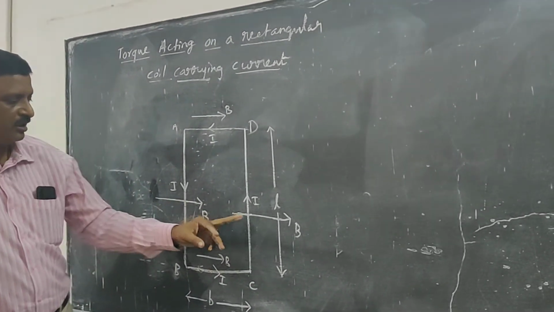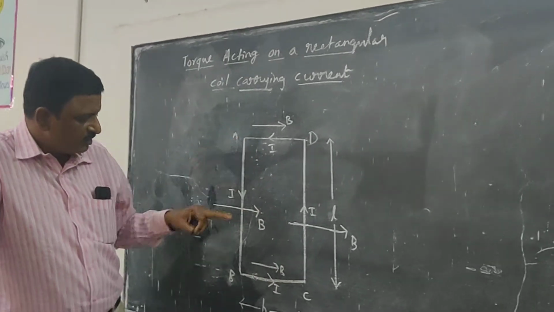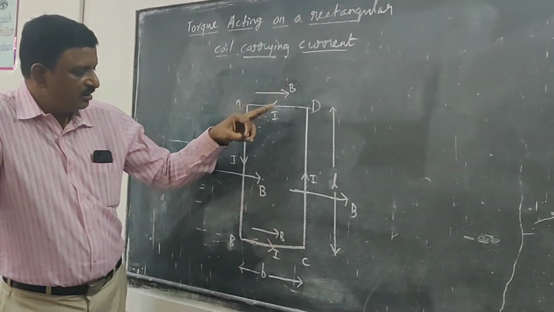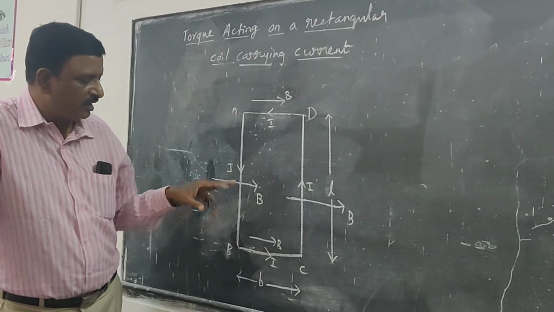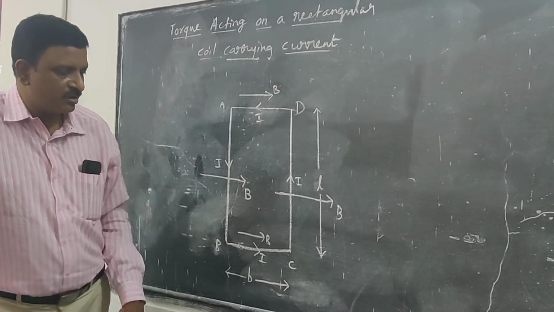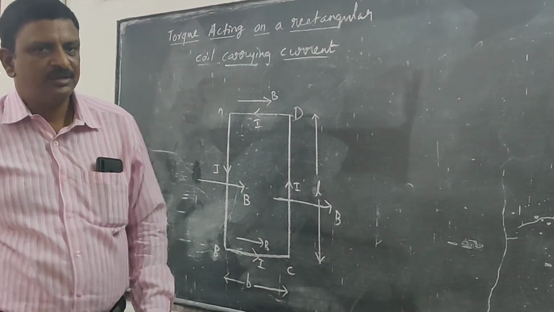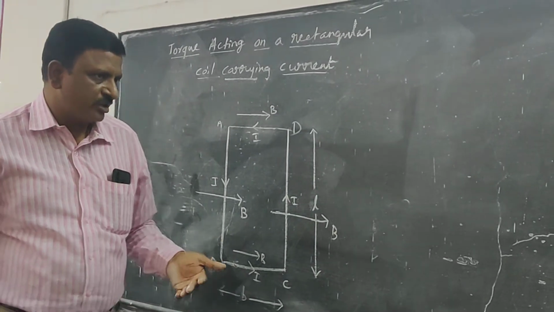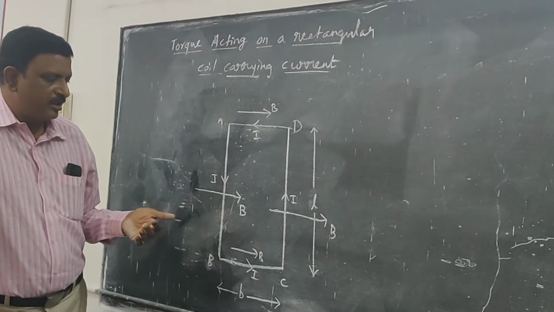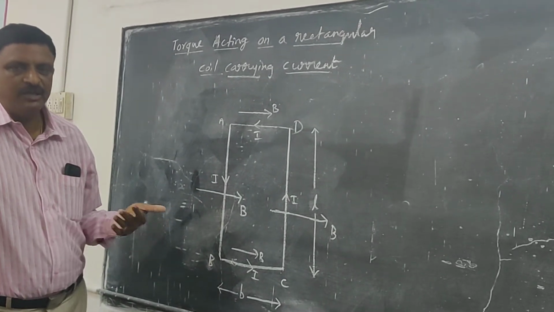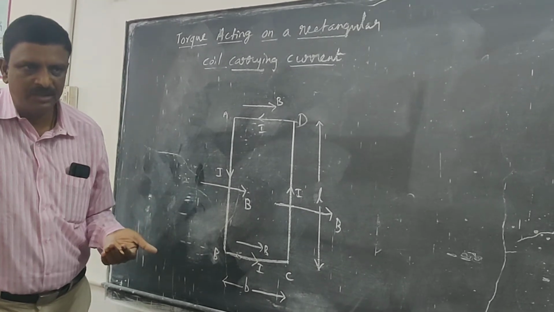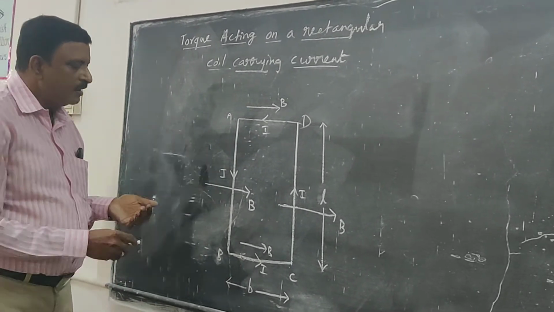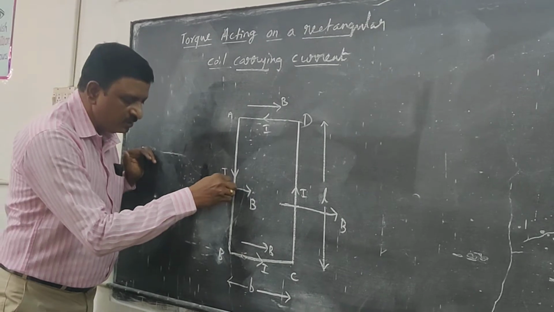Whereas coming to the length sides, AB and CD, the direction of magnetic field and the current carrying conductor are perpendicular to each other. So in the previous video we explained that when theta is equal to 90 degree, the force value will be maximum. Now the direction of force will be like this.